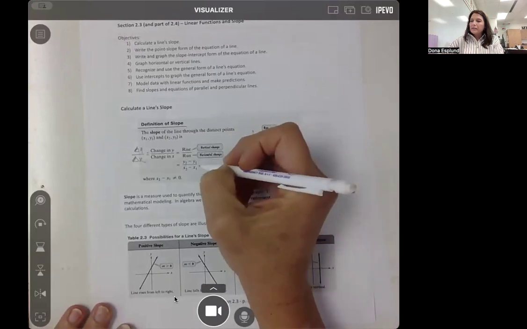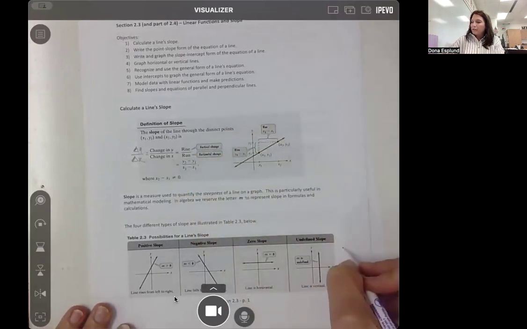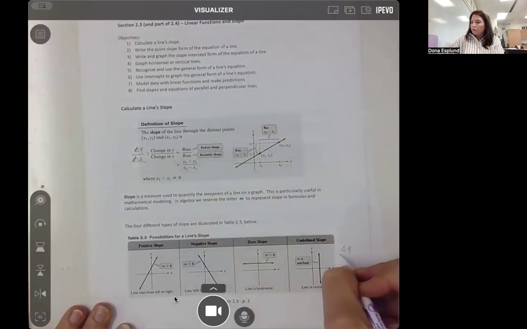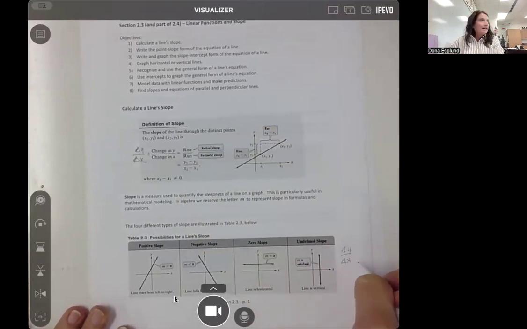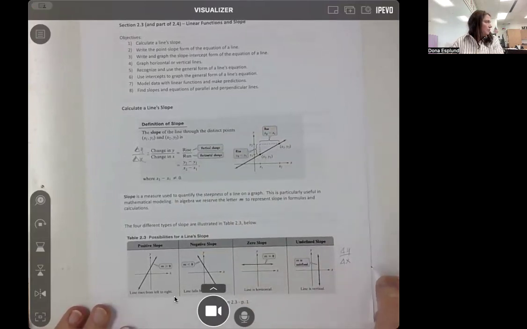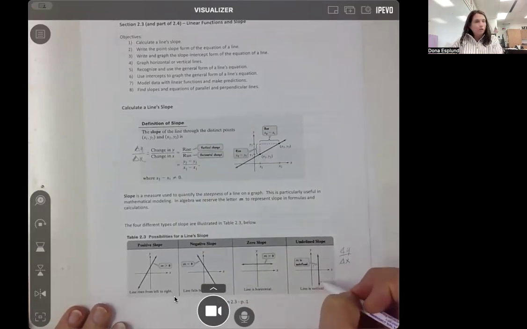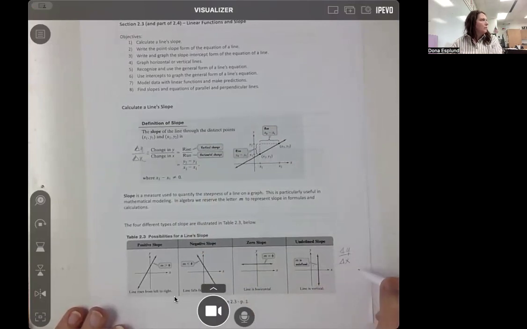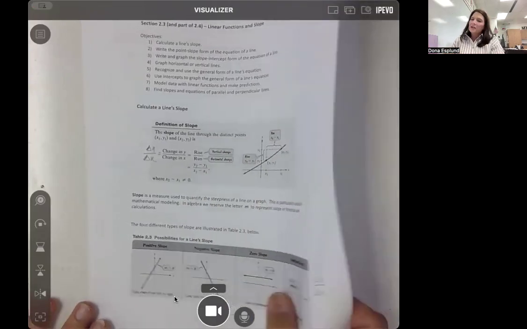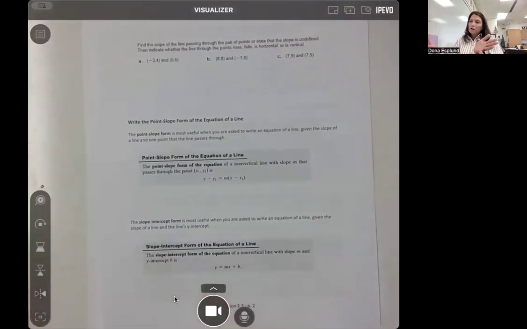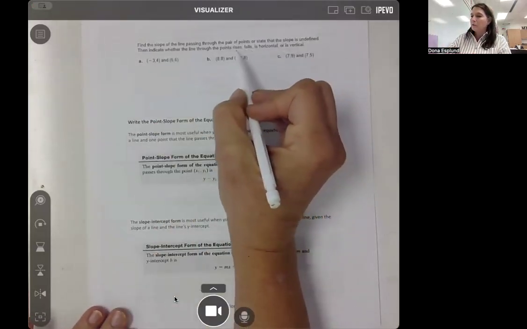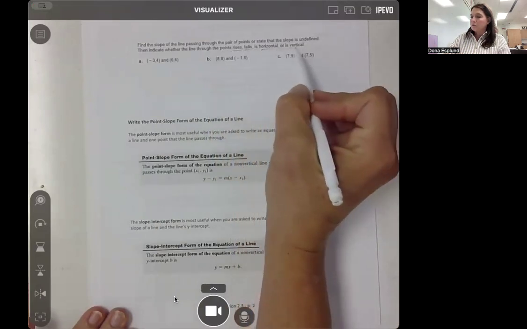Okay, look back at the formula. If I have the change of y over the change of x, and the x doesn't change, then the change of x would be the same value, so I have 0 on the bottom of my fraction, and therefore it makes it undefined. But I just thought, again, you probably know this. So we're going to find the slope for these points, and then determine whether it rises, falls, is horizontal, or is vertical.